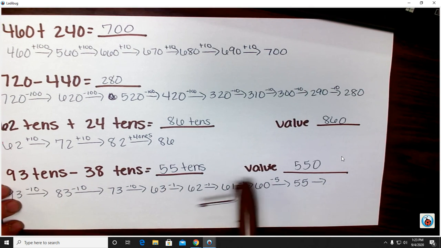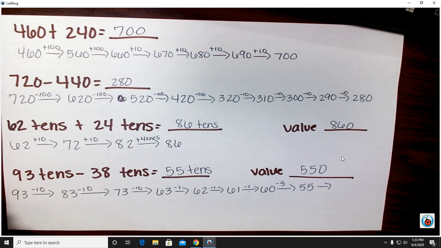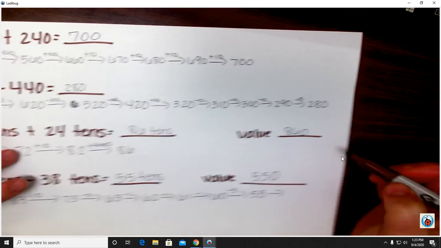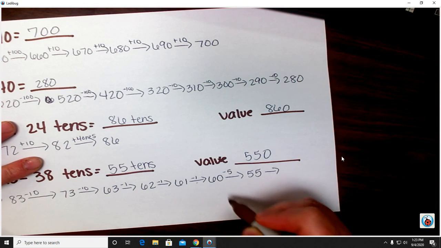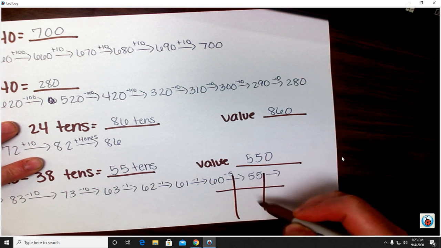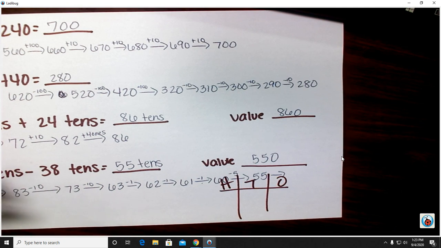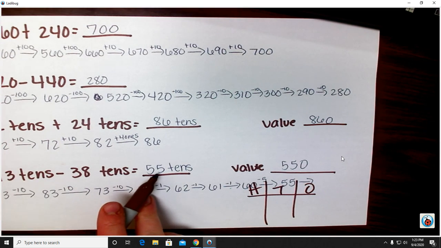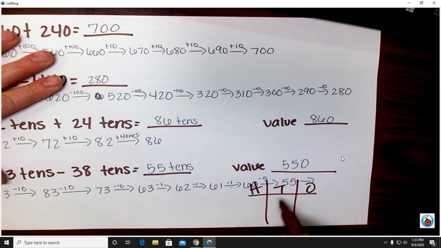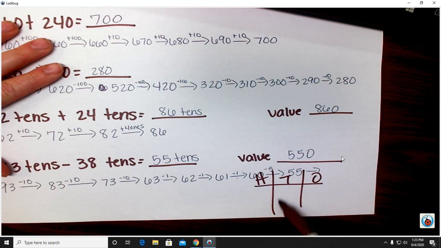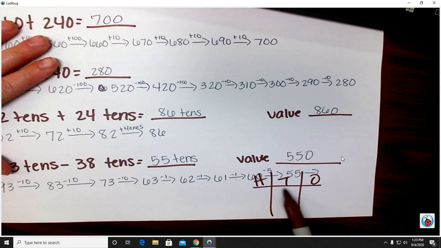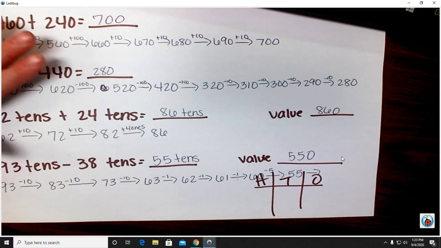And then the value of 55 tens is 550. So if you didn't know how to do the value, you just make your place value chart: hundreds, tens, and ones. For 55 tens, you're just going to draw 55 tens in here. So that means you would have five groups of 10 with 5 left over. And then you would move your groups of 10 to the hundreds.